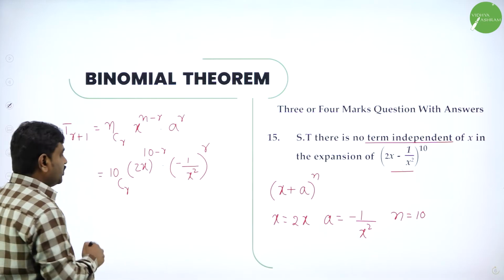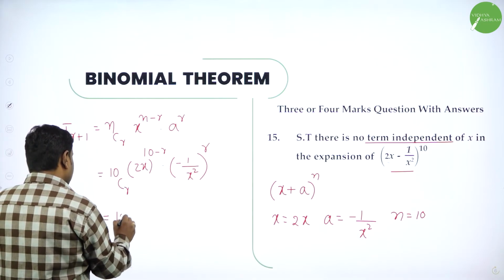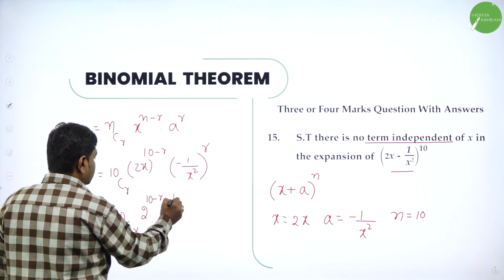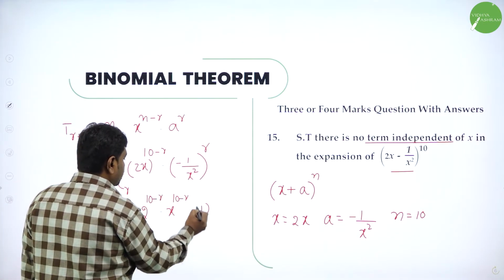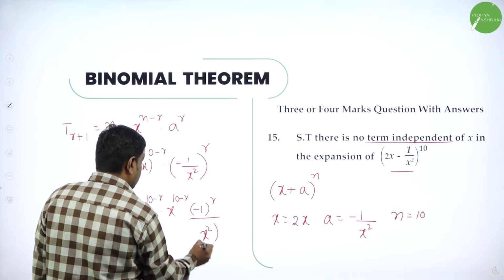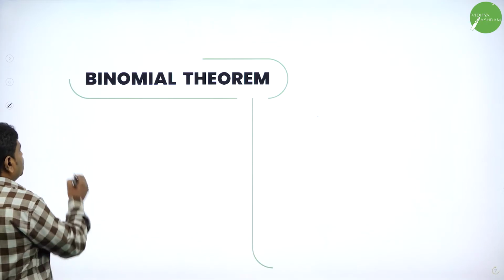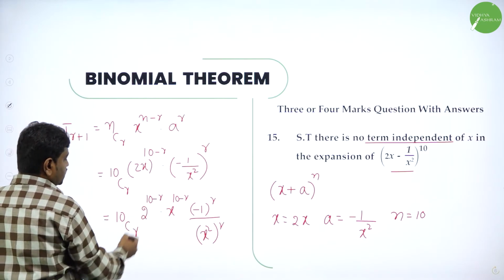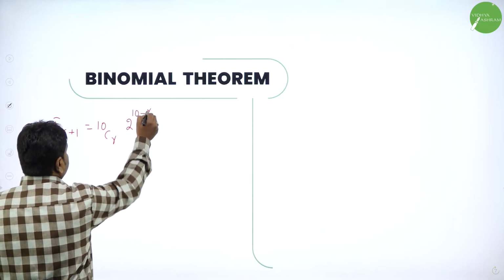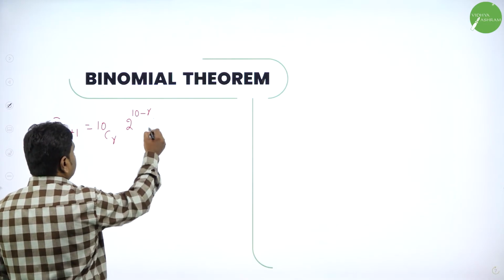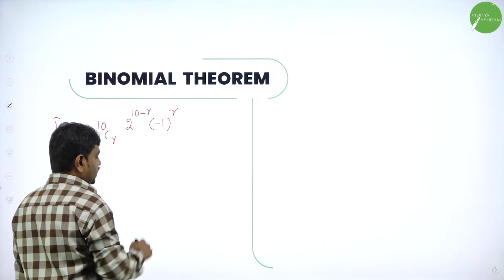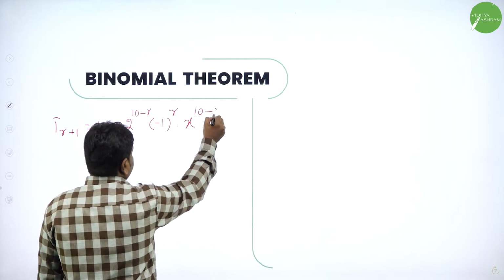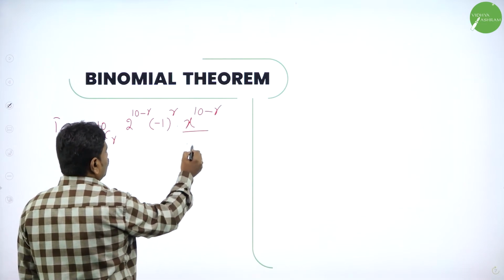Now I need to prove there is no term independent of x. So group all the x terms to one side. So 10Cr, rearrange. Now 2 power 10 minus r and x power 10 minus r, taking 10 minus r for both, then minus 1 power r divided by x square power r. Now again we'll separate them. That is, T r plus 1 is equal to 10Cr 2 power 10 minus r, and you can take this minus 1 power r separately, and keep the x terms at the end. What are the x terms we have? x power 10 minus r divided by x power 2 whole power r.